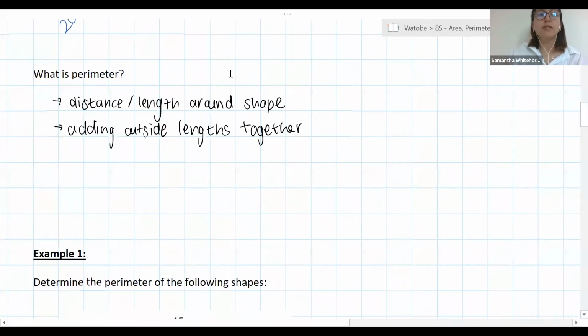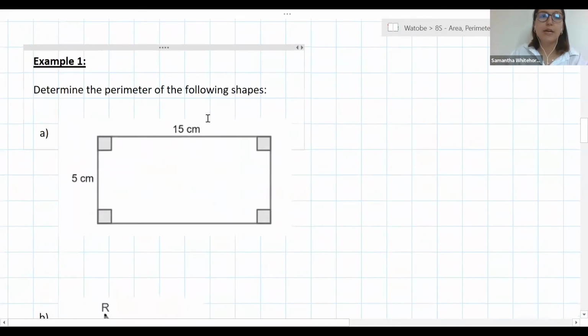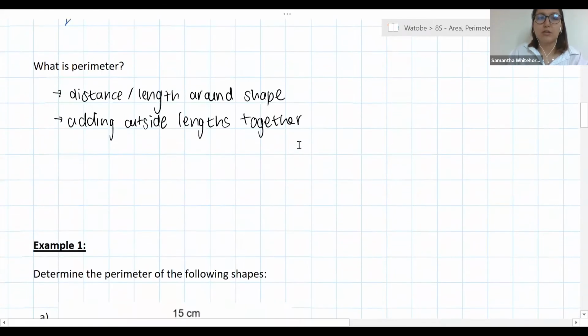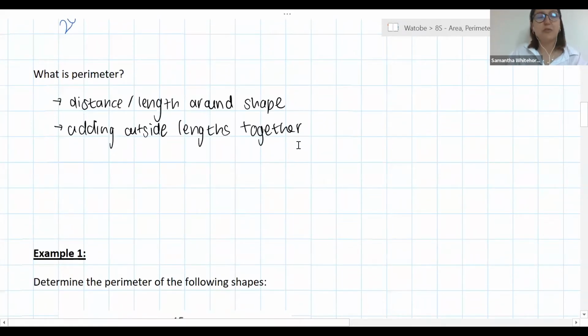Okay, so I always think about perimeter as if I had a garden this shape and I wanted to put a fence around the garden, I'm looking at the length of fencing that I would need. Alrighty, so here we've got our first, actually, no, I moved on a bit quickly. If you would like to take a screenshot, I will wait for a couple of seconds for you to take your screenshot. And then we'll have a look at our first example.